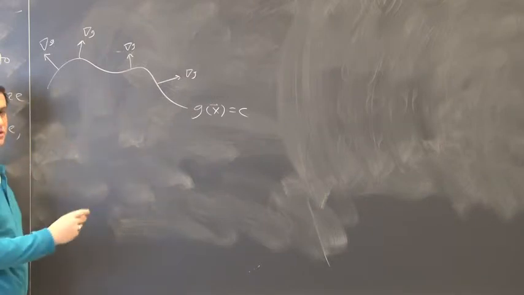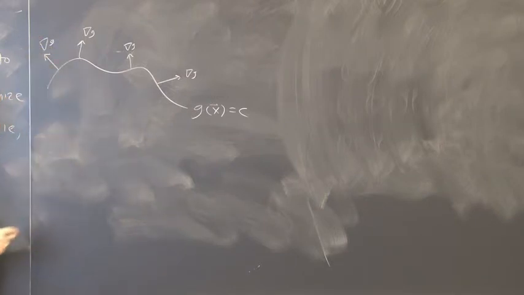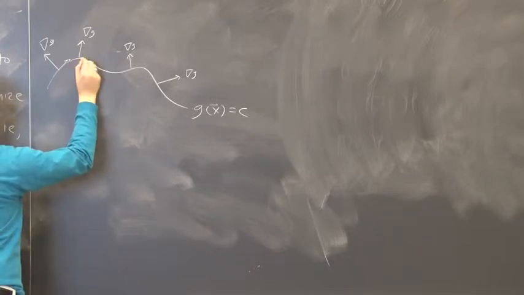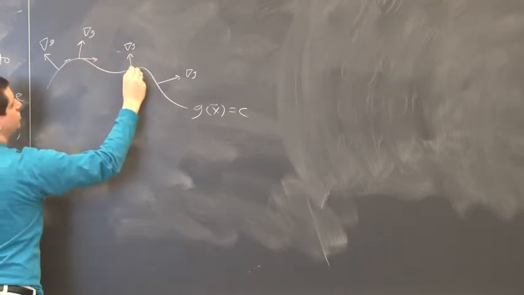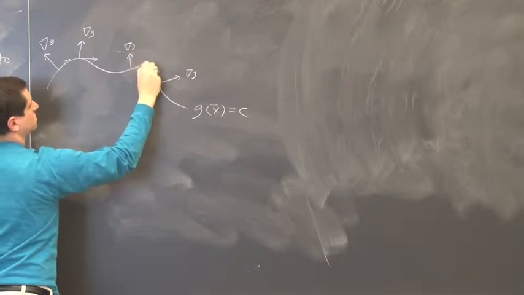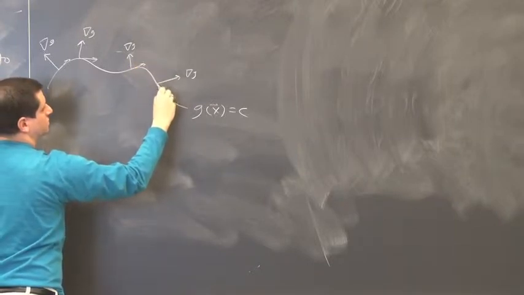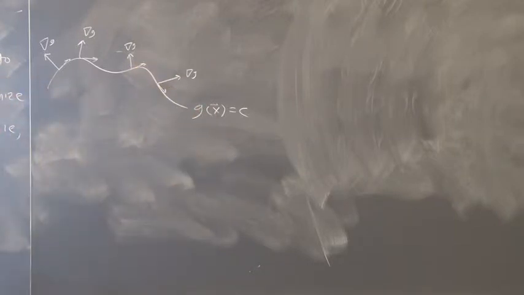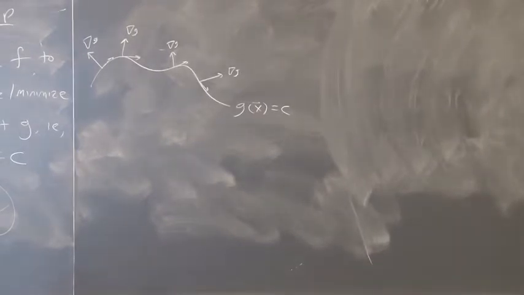If I want to stay in the surface, I can't move normal to the surface. I have to move tangent to the surface. So at every moment in time, I can draw my tangent vector as to which direction I'm going. Okay? Now, I know how I have to move to stay on my curve.